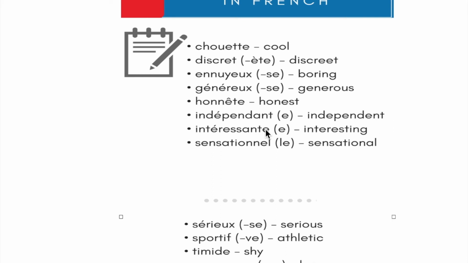Now, intéressant. Okay, a small mistake here. Intéressante is already in the feminine form. Now, if you want to use it with a masculine noun, instead of adding another E, what you do is you get rid of this E at the very end. So you get rid of this E and it becomes intéressant, intéressant. No E, masculine, intéressant. With E, feminine, intéressante. Interesting.